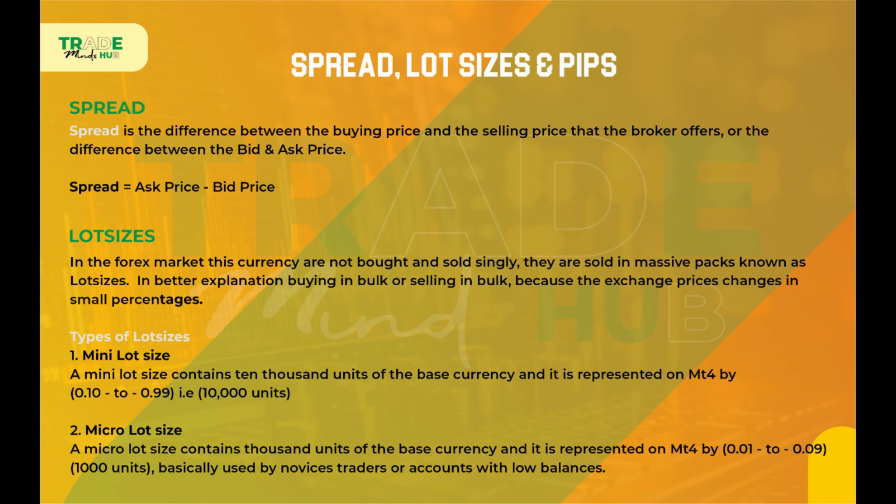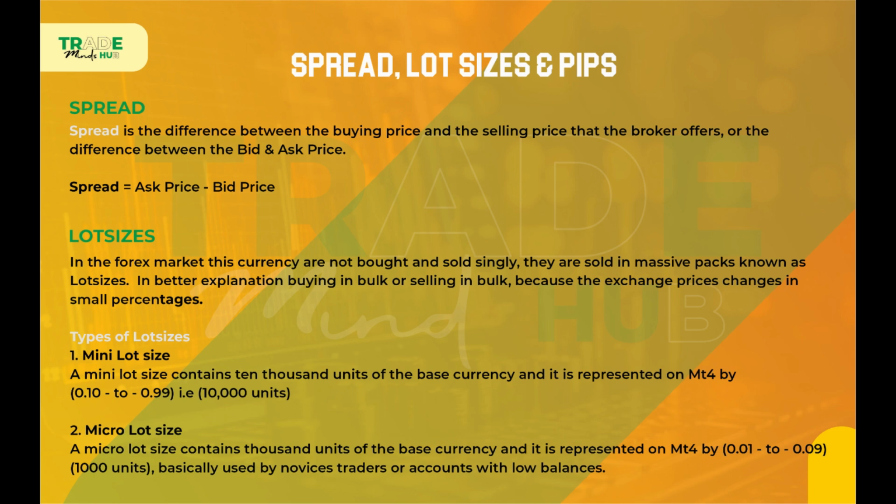So, for instance, you want to buy with a mini lot size, and you go in with one mini lot size and you click buy. It means that you're buying 10,000 Great Britain. That means 10,000 Great Britain, that's what you're buying. If you take a sell, it means you're selling 10,000 Great Britain if you're using the mini.